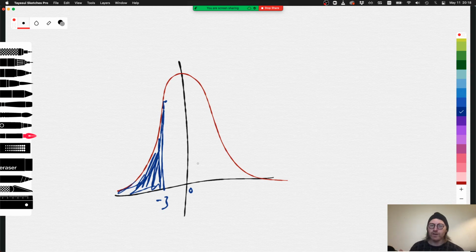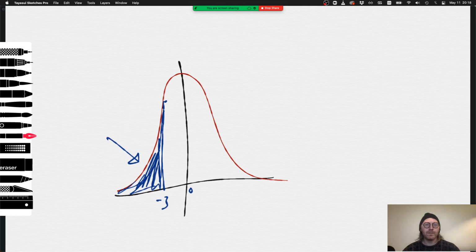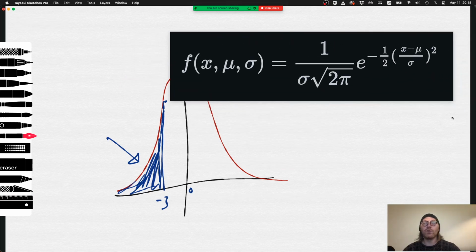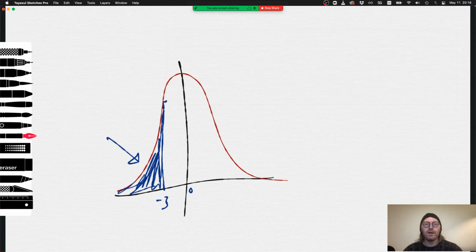Now, there's an issue here in that we have a hard time getting this area using some kind of closed formula. We don't really have the ability to integrate this function very well. If you've done calculus, you probably encountered this, that the normal PDF function is just incredibly hard to integrate. And so we're not going to do that.